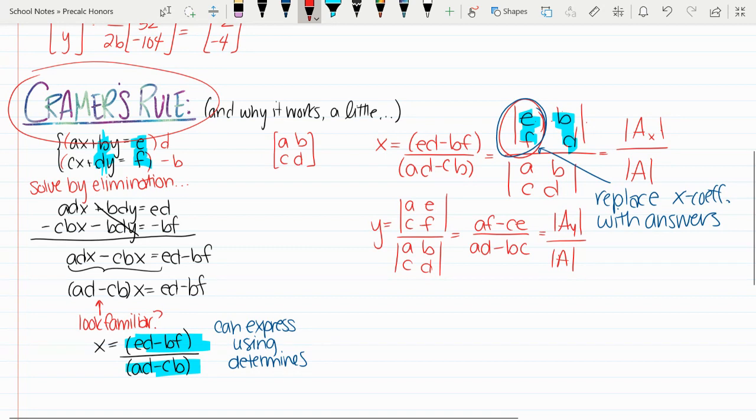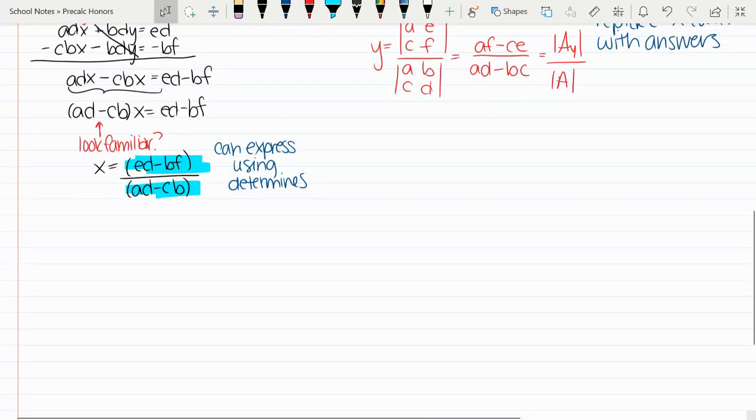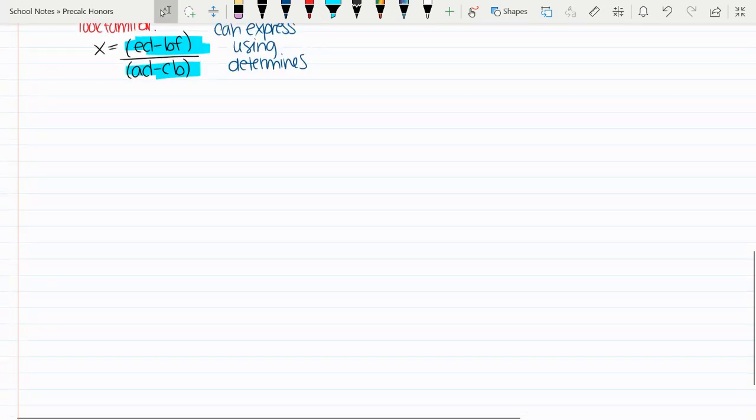All right, so I'm going to jump right to a big example. We're going to do a 3x3 system using Cramer's rule. Making sure I copy this down correctly so we don't make any silly mistakes here.